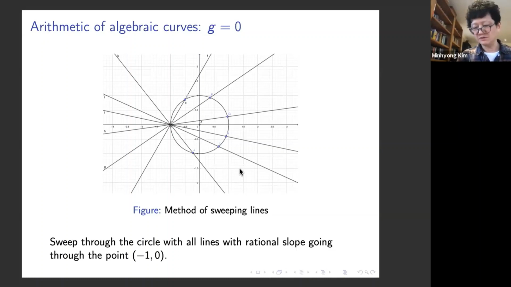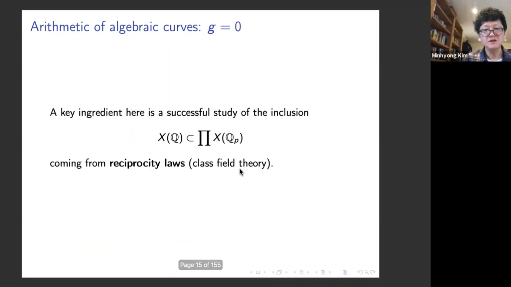I'm drawing the picture for the circle, but this works for any of these genus 0 equations, the same idea. Here I'll just make a slightly cryptic remark because I'm not going to allude to this too much for the rest of the lecture, but it's an important point of view that in the genus 0 case, it's possible to study the way the rational solutions sit inside the product of all these completed fields. And there's a sense in which class field theory does this for you. It allows you to study this inclusion in a successful way. And that's what underlies our ability to understand genus 0 equations completely.